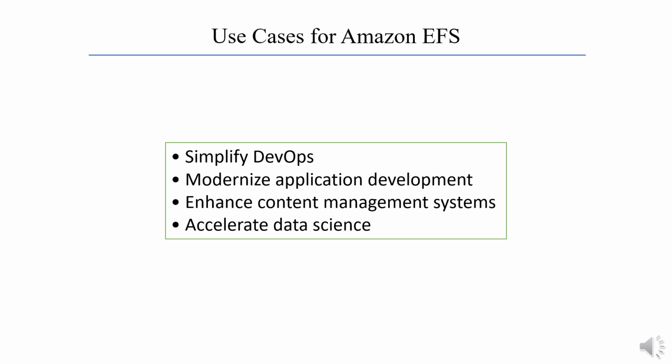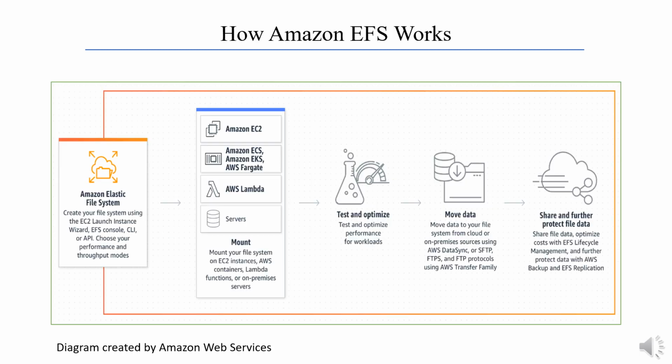Enhance content management systems. Simplify persistent storage for modern content management system (CMS) workloads. Get your products and services to market faster, more reliably, and securely at lower cost. Accelerate data science. Easier to use and scale, Amazon EFS offers the performance and consistency needed for machine learning and big data analytics workloads. Now let us see how Amazon EFS works in an application environment.